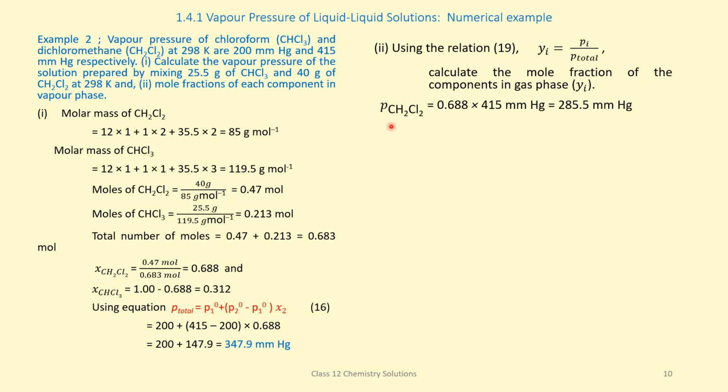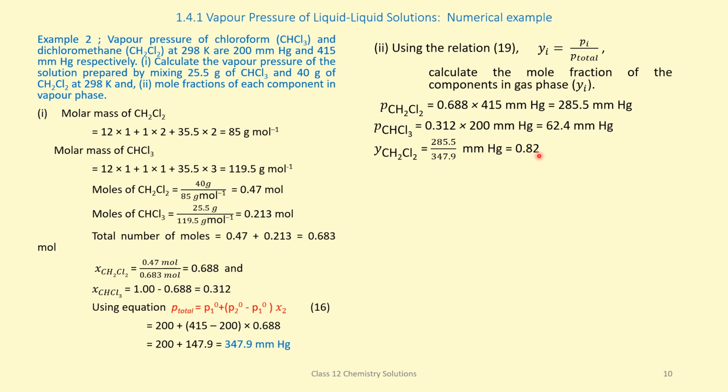Therefore, P of CH2Cl2 is equal to 0.688 into 415 millimeters of mercury, that is equal to 285.5 millimeters of mercury. P of CHCl3 is equal to 0.312 into 200 mm of mercury, that is equal to 62.4 millimeters of mercury. Therefore, Y of CH2Cl2 is equal to 285.5 mm of mercury divided by 347.9.